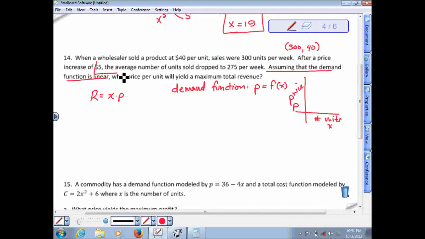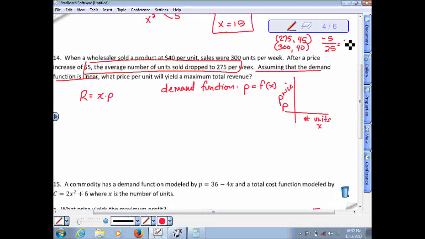If we try to form this statement into an ordered pair, price went up $5, that's a price of $45, and they only sold 275 units, so that's 275, 45. Now, the slope between these 2 points is the change in y, which is, if we call this y2 and this one y1, the change in y is -5, divided by the change in x, 300 minus 275 is 25, so that yields a slope of -1/5.